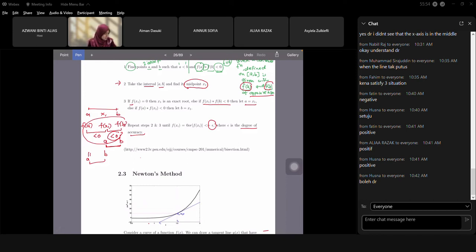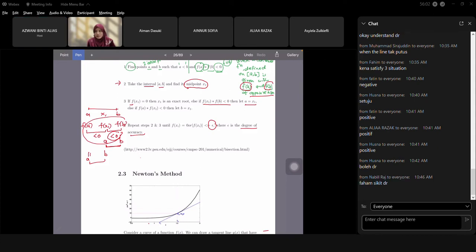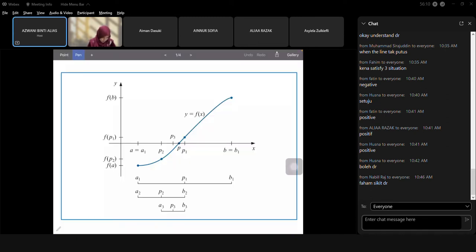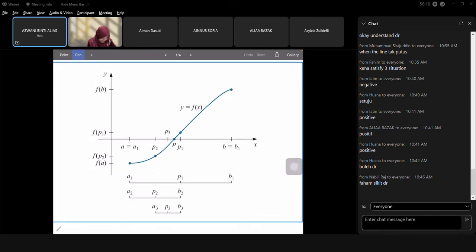Faham tak? Boleh? Faham sikit, okey. Faham sikit, saya nak bagi faham banyak. Okey. Saya cuba nak bagi you all faham banyak. Okey. Nampak tak graf ni?